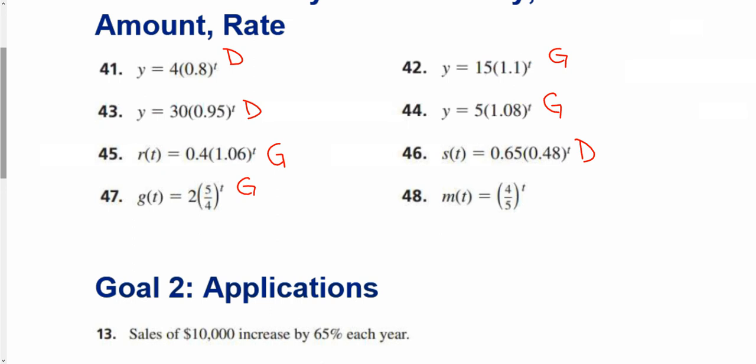What would 48 be? Yeah, and if you're not sure with fractions, you can always divide them in the calculator and hit the FD button. Is it FD? Yeah, FD. So that one's going to be decay. Okay, I want to go through a couple of them and talk about the initial amount. What's the initial amount in number 41?